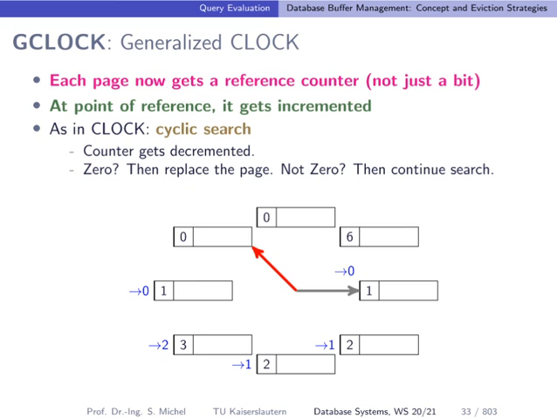We do a cyclic search to find the victim to be replaced. When we visit a page and there is a non-zero counter, we do not evict the page, but we decrement the counter. At some point we will come to a page where the counter is 0, and then we replace this page. It's very much the same: if you understood clock, then this G clock should follow very naturally. Now there are multiple options for how we can configure clock or G clock.